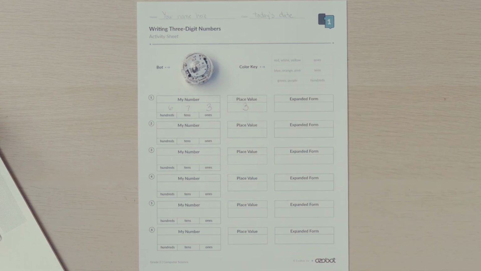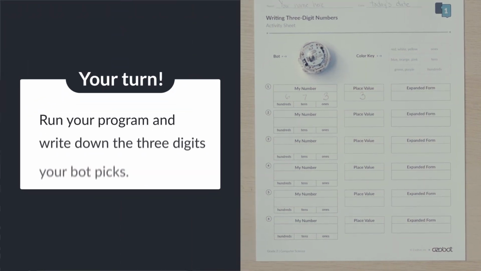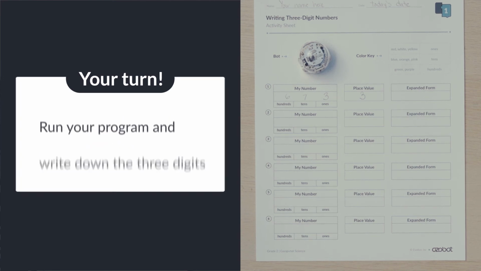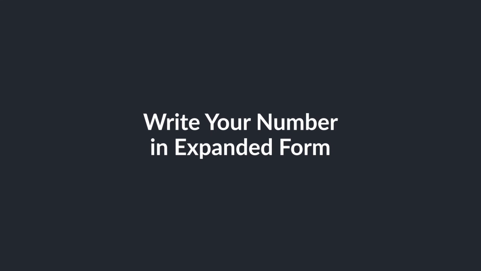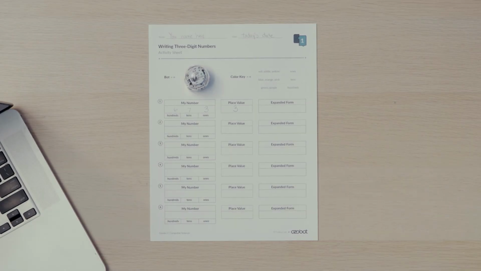Now it's your turn. Can you run your program and write down the 3 digits your bot picks? Then find the color your bot picks in the color key. Write to show the place value. Ozobot is a great partner to play games with.